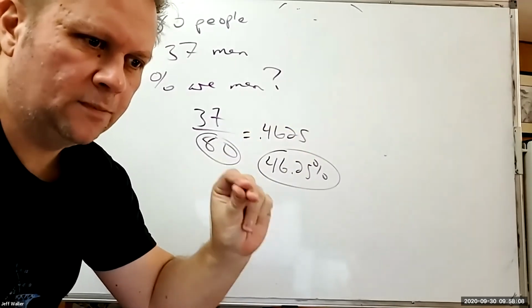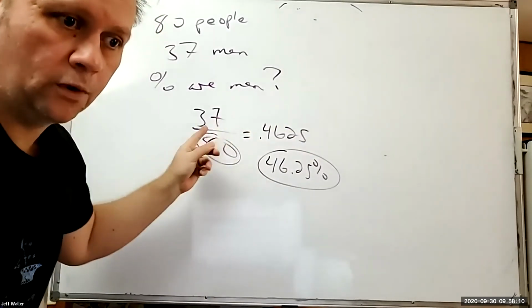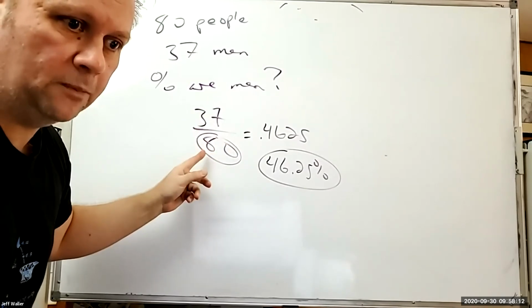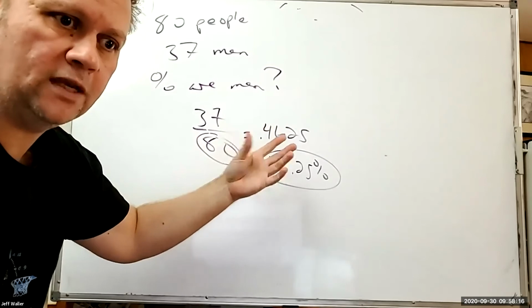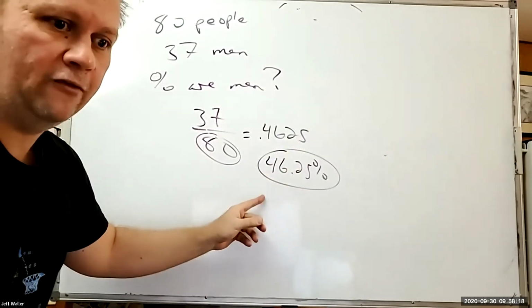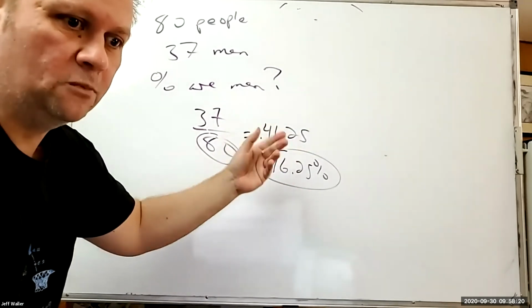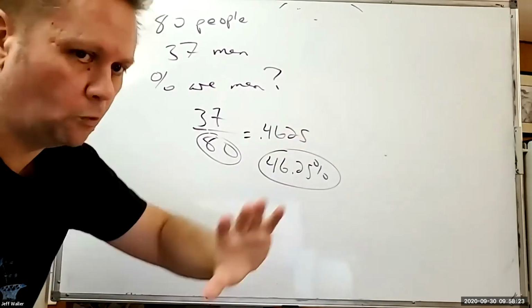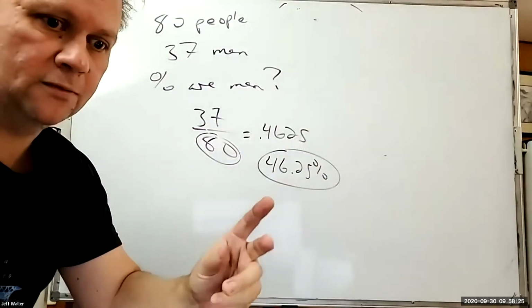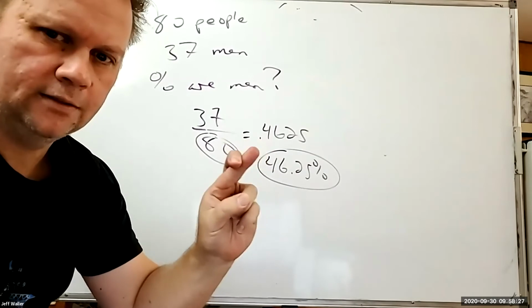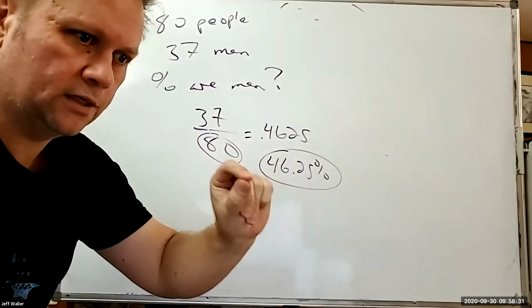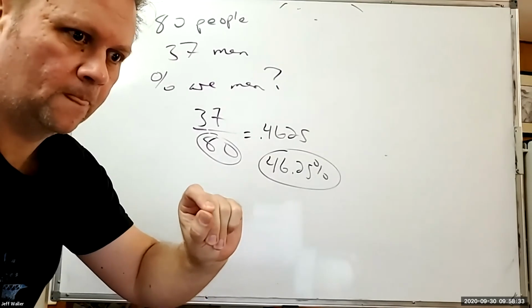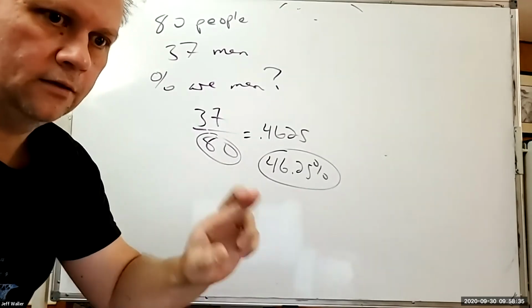How do you estimate that your answer makes sense? Make that 40, it should be about 50%, a little less because I made that go up to 40. It's a little less than 50%, that makes sense. So if I got 4%, I must have moved my decimal wrong because that's way off from what I estimated. But don't estimate to get the answer unless the question asks you to. Just use it to double check.